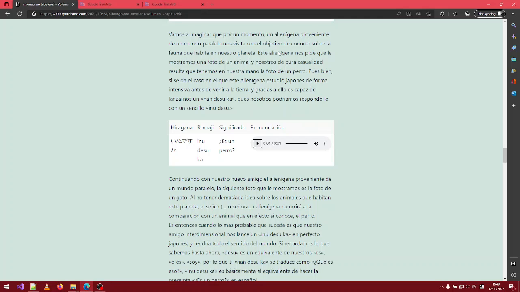Of course, we can understand this, but the object this person is pointing at is, of course, not a dog. So how can we answer this question? Okay, let's take a look at it.